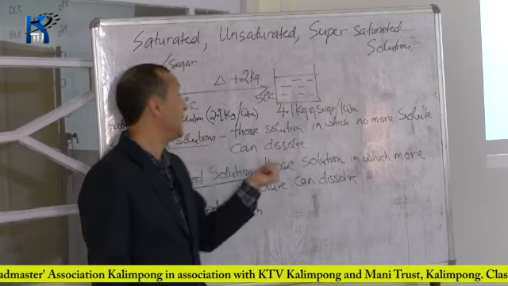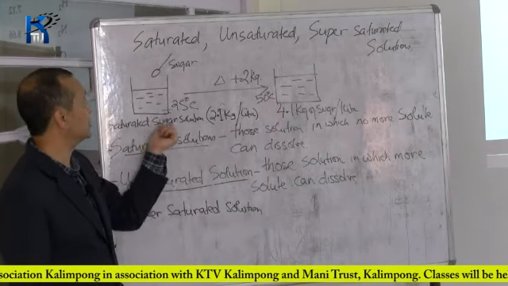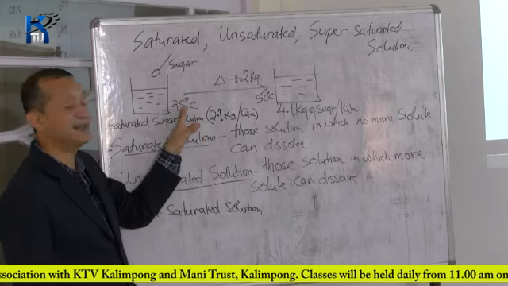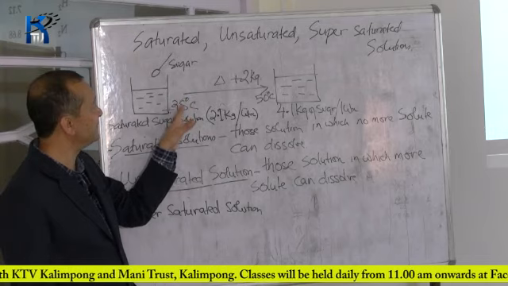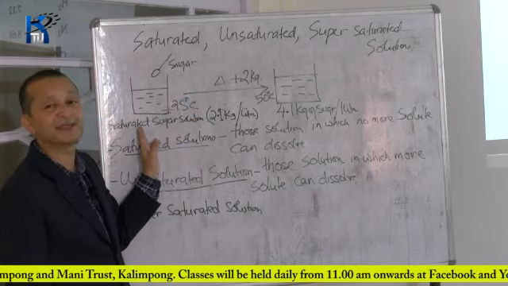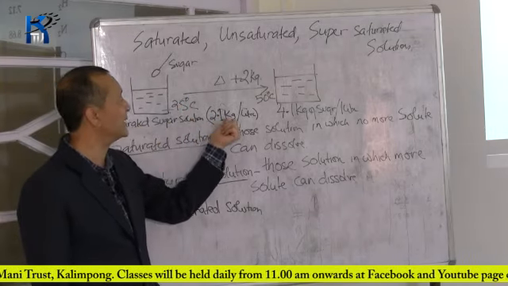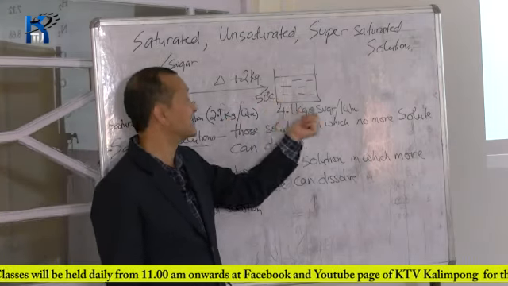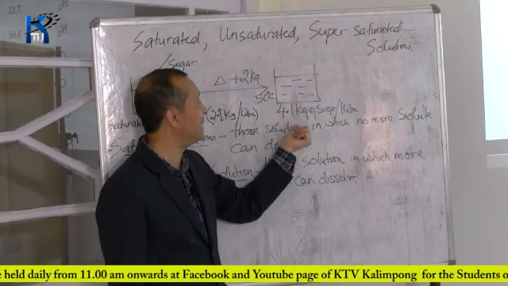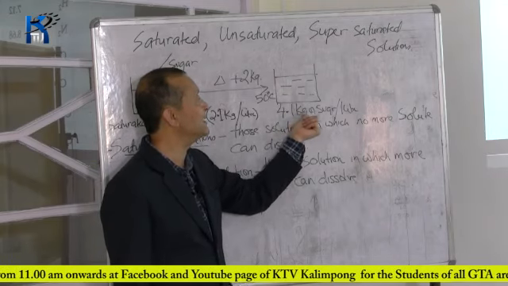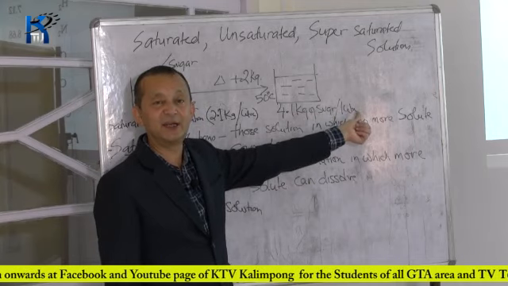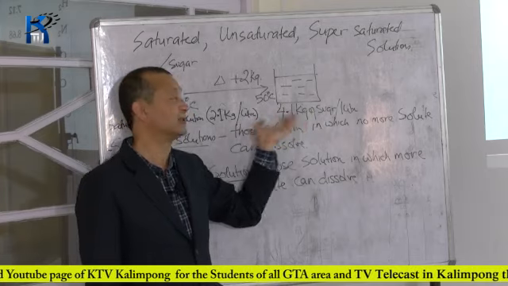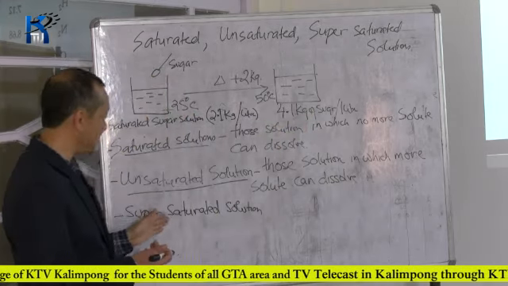So saturated solution depends upon temperature. At 25 degrees centigrade, sugar solution becomes saturated with 2.1 kg in 1 liter. But at 50 degrees centigrade, the same sugar solution can be saturated by 4.1 kg per liter. So the more the temperature, the more the quantity of solute required to saturate the solution. Now let's come to the meaning of supersaturated.